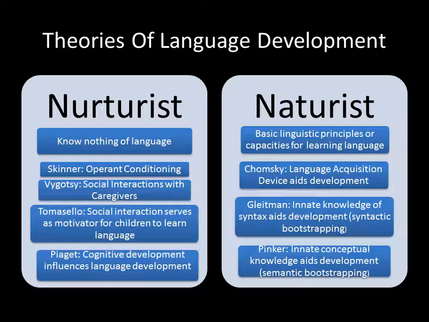The naturists, as I stated earlier, believe that there's an innate ability to learn language. Noam Chomsky was one of the main researchers behind this theory. He believed that children were born with this abstract mechanism called the LAD, or the language acquisition device. This LAD is an area in the brain that allow children to acquire language at a rapid pace and to be creative in their sentence constructions. According to Chomsky, children are pre-wired with a basic set of linguistic skills.